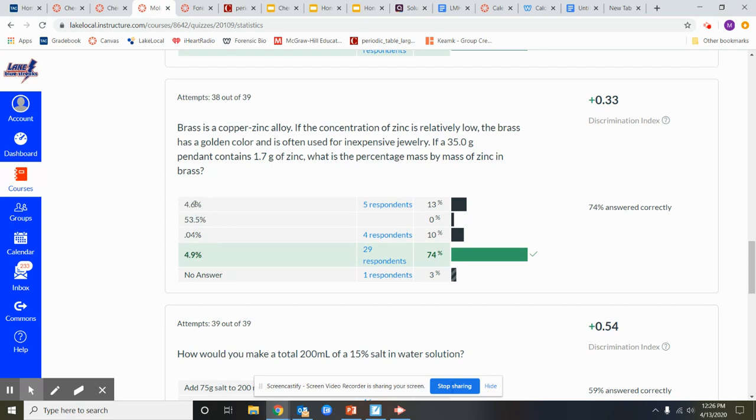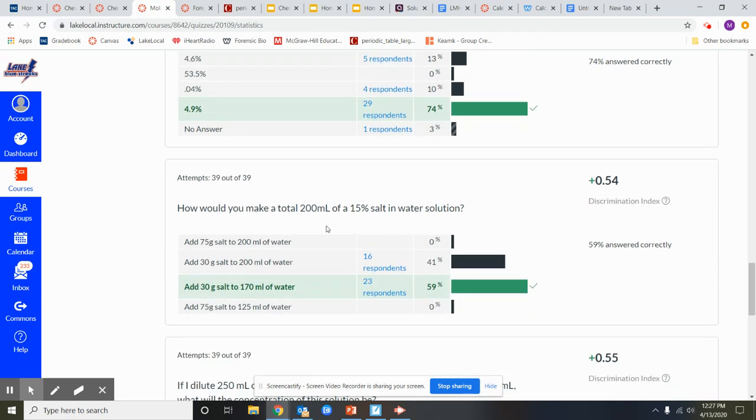If you answered 4.6, it's because you added 1.7 to 35. In this case, you don't have to do that because when it gives you the pendant, it's telling you already that's the whole solution. So you're just going to divide 1.7 by 35, multiply by 100. That's your 4.9%. Okay, number 7 for the next one.